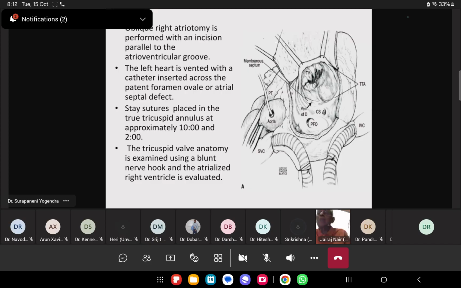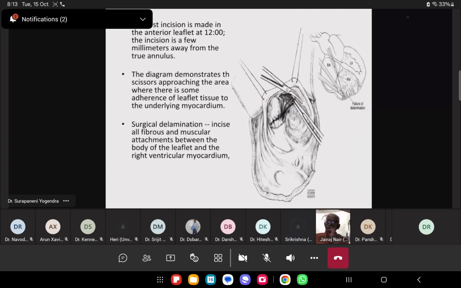Tricuspid valve anatomy is examined using a blunt nerve hook and the atrialized right ventricle is evaluated. The first incision is made in the anterior leaflet at 12 o'clock position. The incision is a few millimeters away from the true annulus. Diagram demonstrates the scissors approach with some adherence of leaflet tissue to the underlying myocardium. Surgical delamination: incise all fibrous and muscular attachments between the body of the leaflet and the right ventricular myocardium.